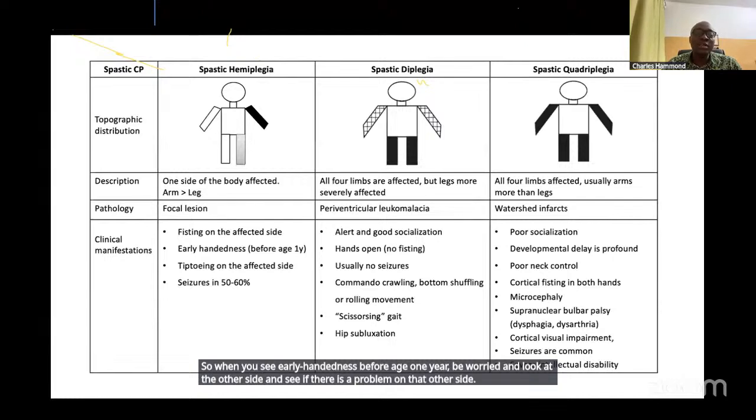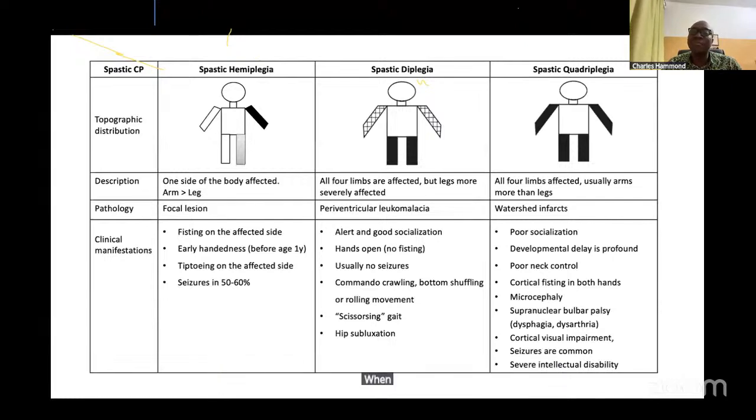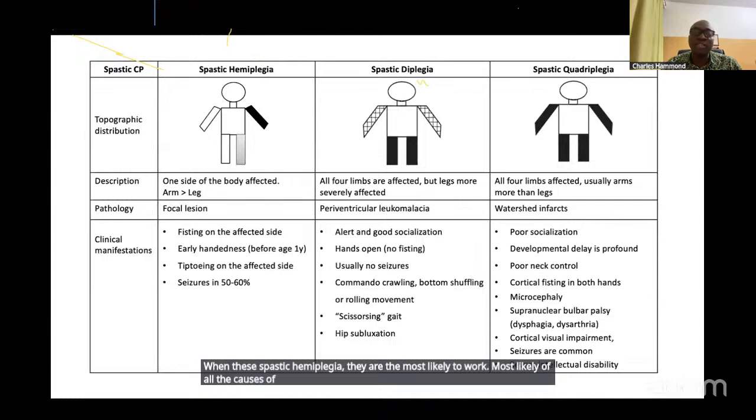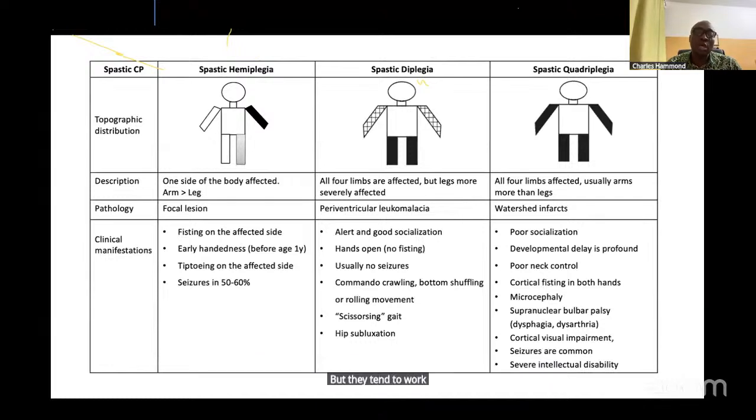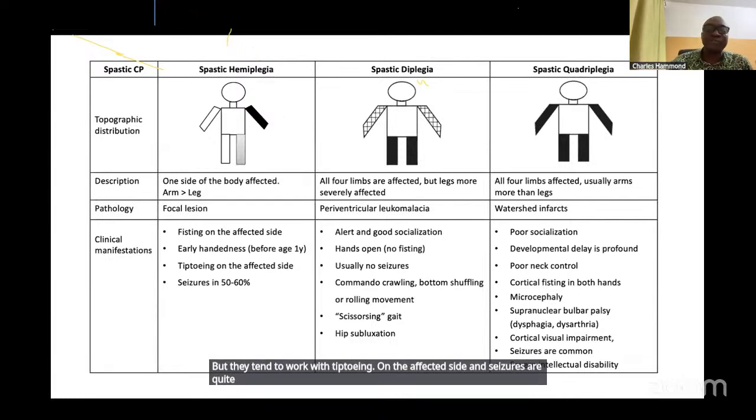Spastic hemiplegia is the type of cerebral palsy most likely to attain independent walking, of all the types. But they tend to walk with tiptoeing on the affected side. And seizures are quite common, with up to about 50 to 60% of patients having seizures.